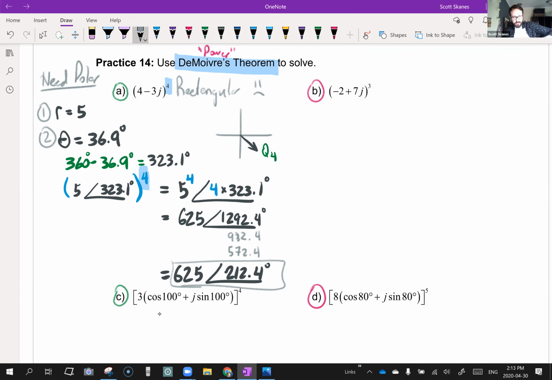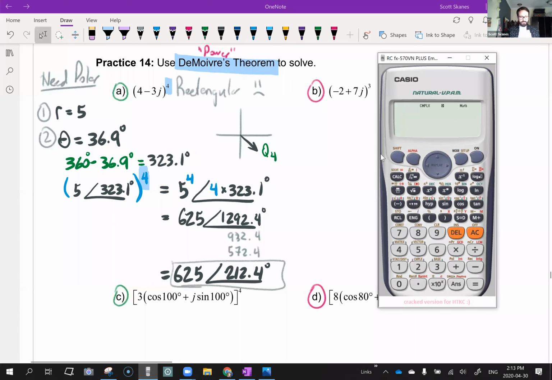One thing I will mention to try and help you do this stuff as fast as you possibly can. If you're using the Casio, now this might be old news to you, but I'm going to put in my angle, 1292. I got to get a mouse for this. 1292 minus 360.